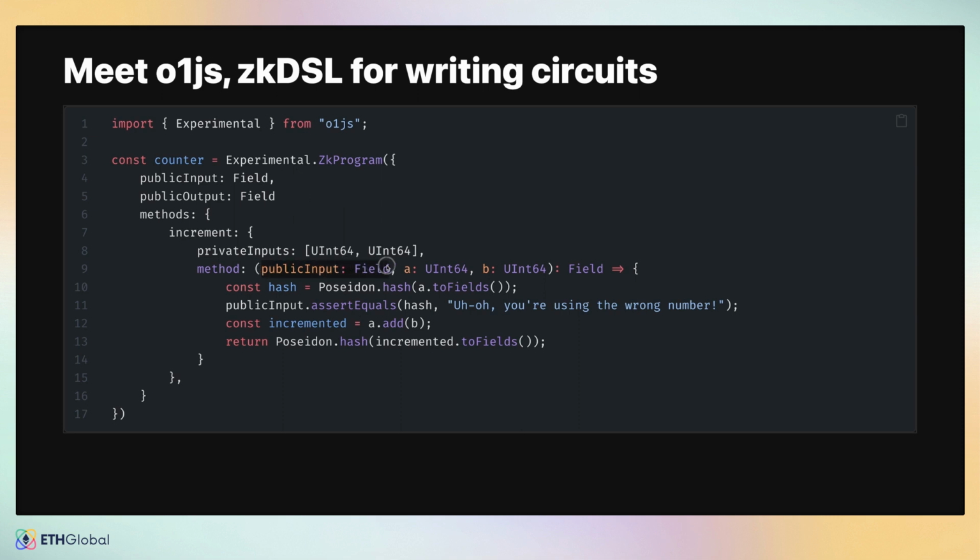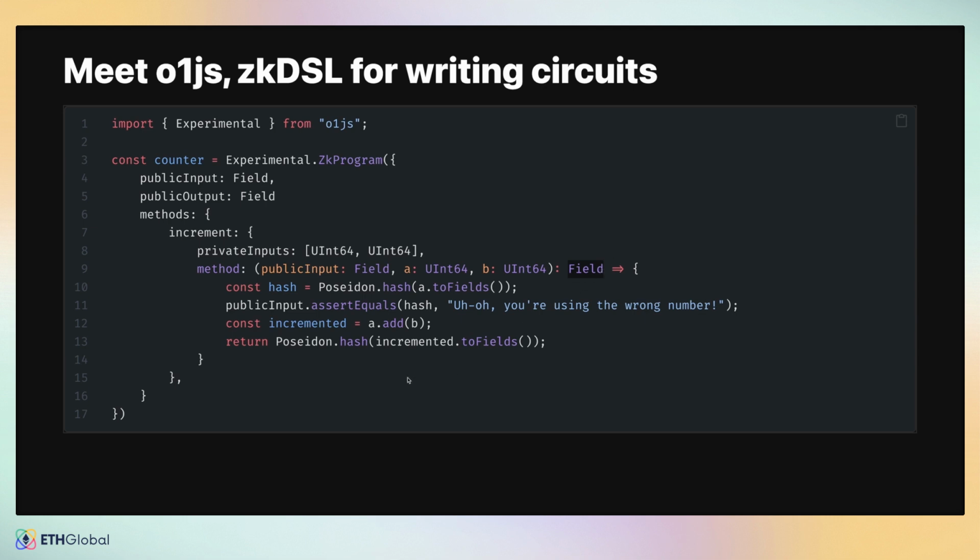The public input would be the hash of the number that is the current state. So let's say it's 0, so that would be the hash of 0. Then we would have A and B, A being the real value of the secret that you're providing as a private input, attesting to the fact that you actually know the value. And B would be the value by which you want to increment the number within the circuit, proving that you have incremented the number by the given number B. And as an output, we would have another field, which would be the hash of the new incremented number.